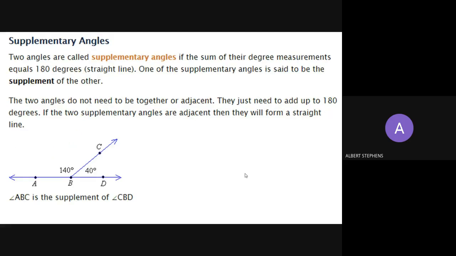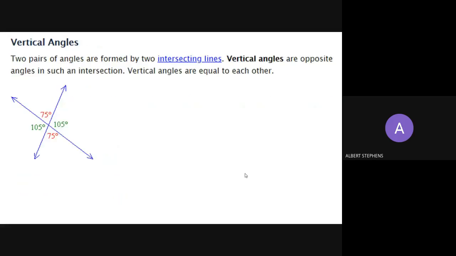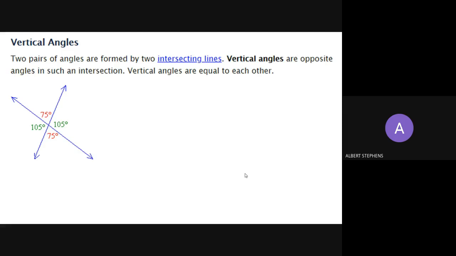All right. Next thing, we have what we call supplementary angles. When we have two angles that add up to 180, then those two angles are called what? Supplementary. So for example, 140 and 40 will give us what? 180.